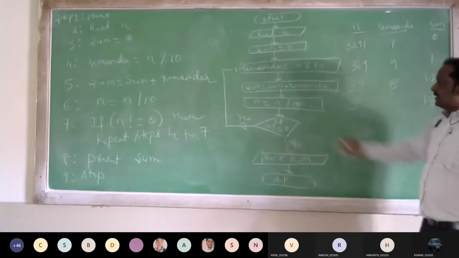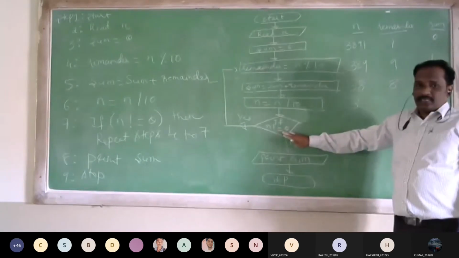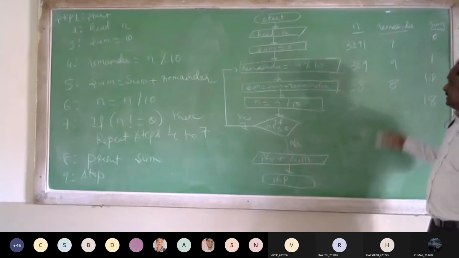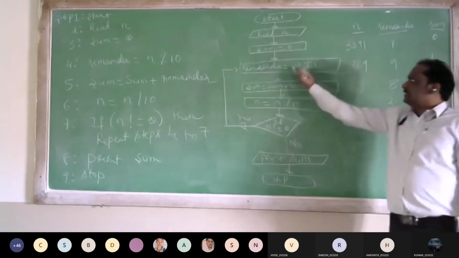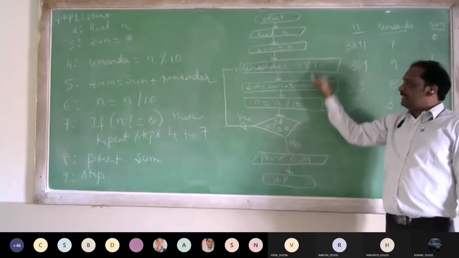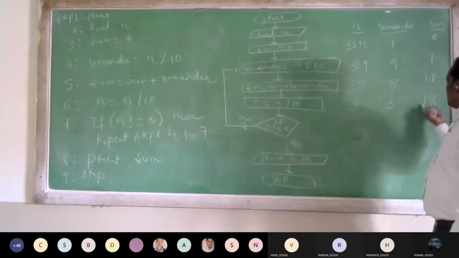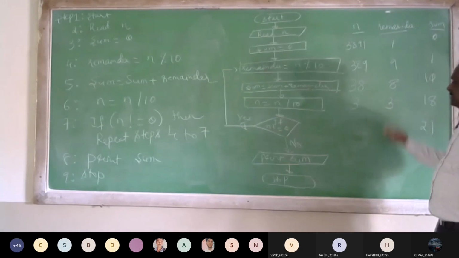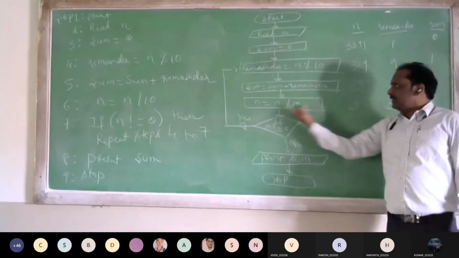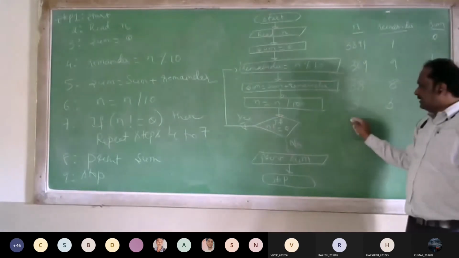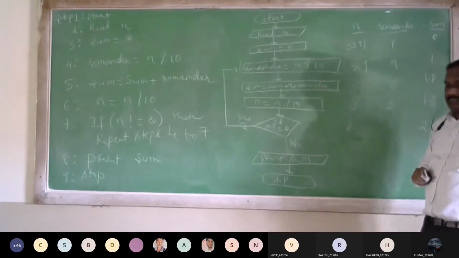Now n is 3. 3 is not equal to 0, right? It is not 0, so go this path. Now get the remainder. So what is the remainder? 3 modulus 10 is 3 itself. So add this 3 to sum. 18 plus 3, 21. We have worked with 3. Now divide this 3. N is equal to n by 10. 3 by 10 is 0.